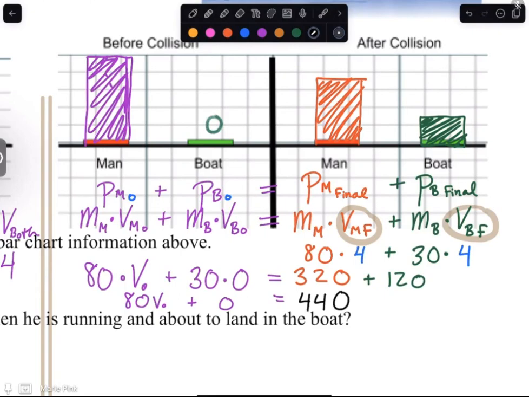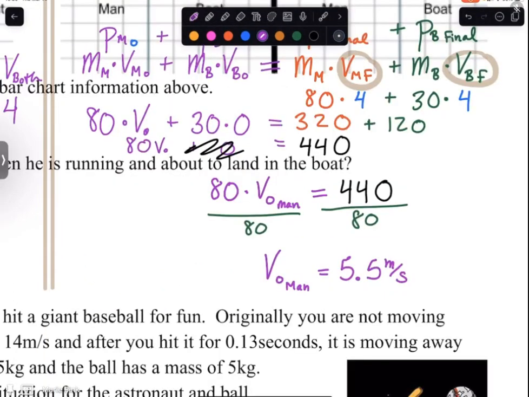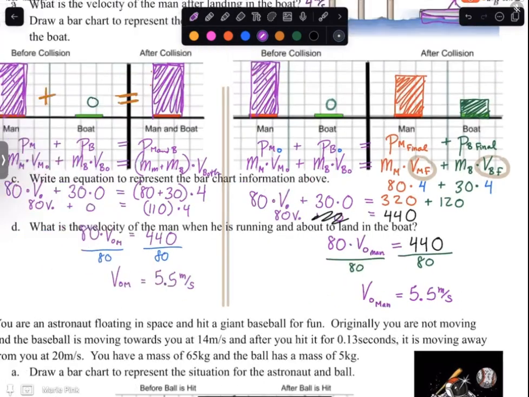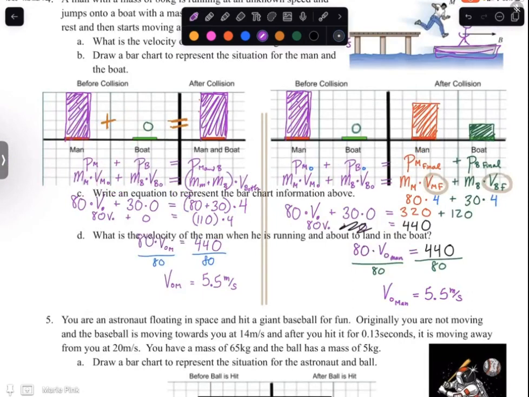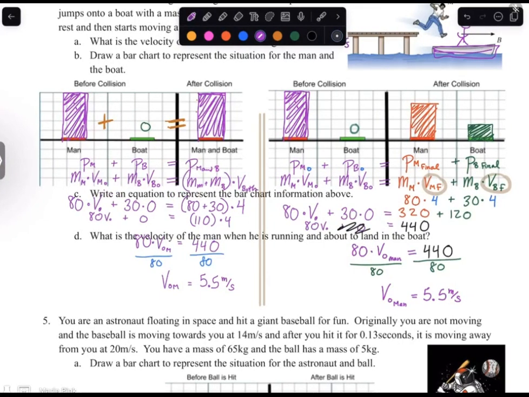And then all I need to do is divide both sides by 80 because this plus 0 thing I can ignore. So either way I do it, I get a starting velocity of the man of 5.5. So you do not have to do both ways. You just need to be able to do one of them. And that's it for number 4.